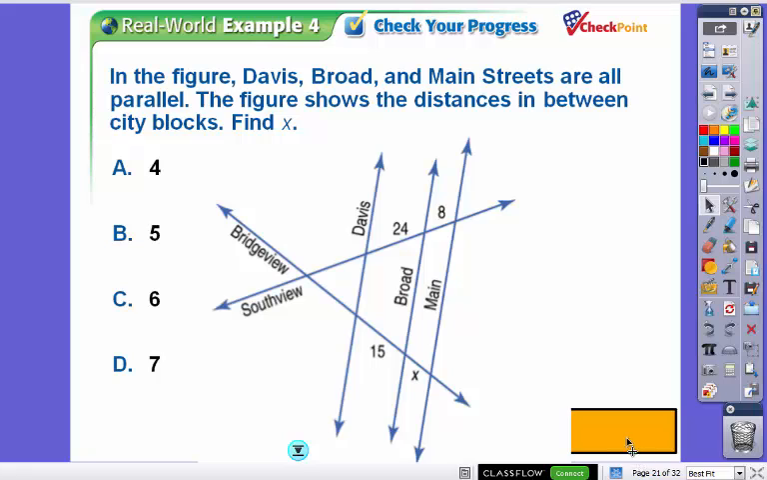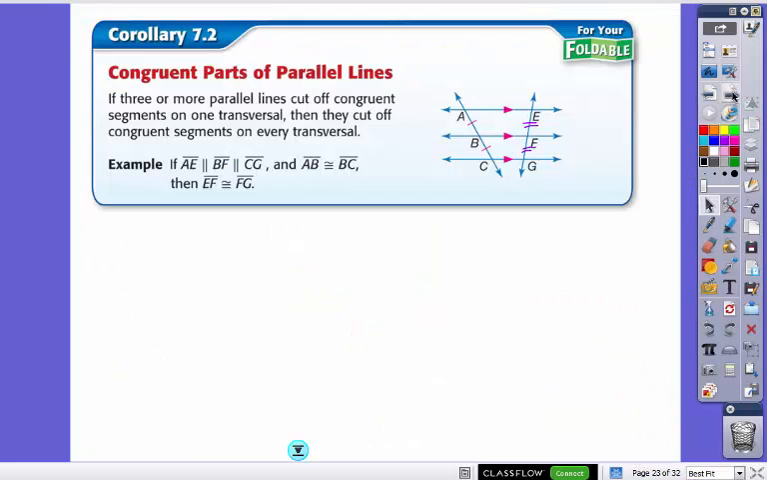Yep. The answer here is 5. Answer B. Now this is kind of a silly rule, but you see it in your homework some, okay?